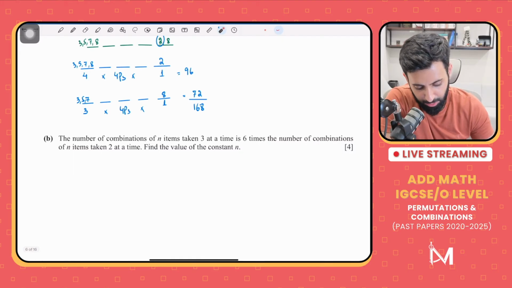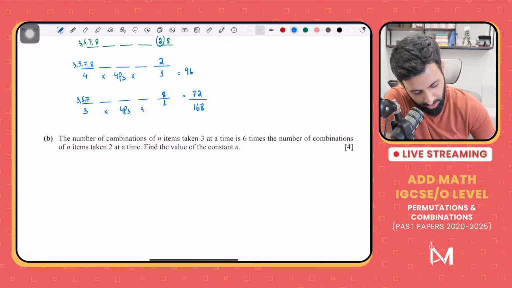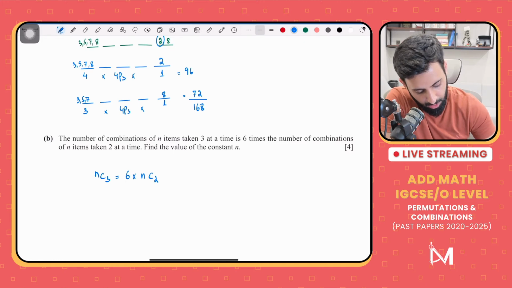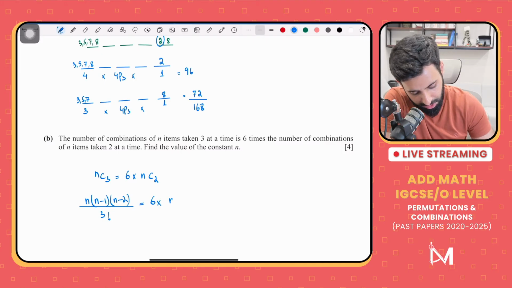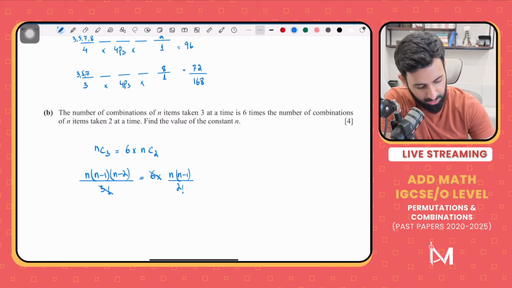Now, the number of combinations of n items taken 3 at a time is 6 times the number of combinations of n items taken 2 at a time. Simple. So, n items taken 3 at a time, that's nC3, is equal to 6 times nC2. Now, nC3 is n into n minus 1 into n minus 2 upon 3 factorial, which is equal to 6 times nC2, which is n into n minus 1 upon 2 factorial. Okay, so 3 factorial is equal to 6. 2 factorial is just as good as 2.